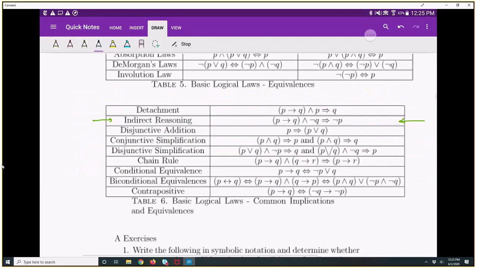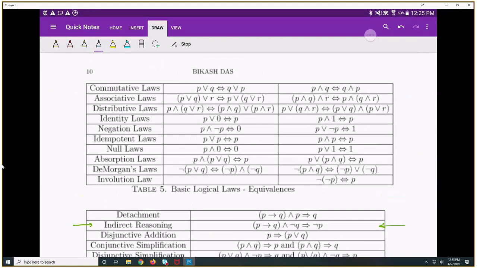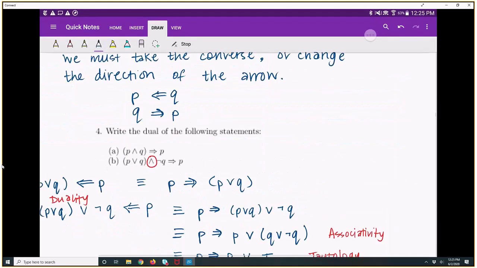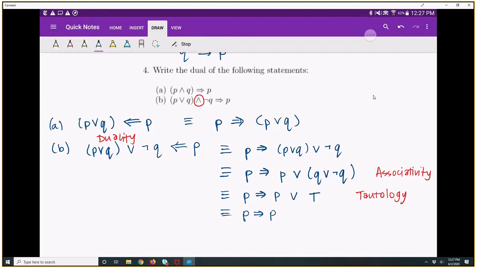If we go back and we look at our laws, we'll see that P or 1 is just 1. So since P or tautology is tautology, this should actually just be P implies tautology. And then we're done.